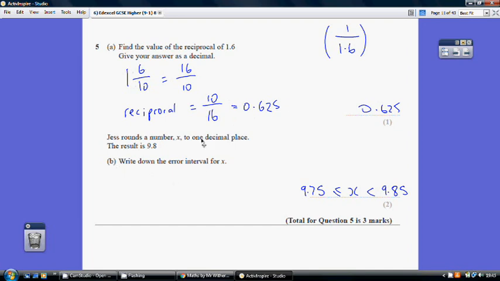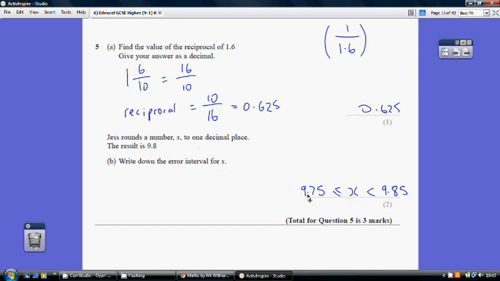Now, for part B, just round the number x to one decimal place, the result is 9.8. Write down the error interval for x. So really, we're just looking for the upper bound and the lower bound when we round to one decimal place. So the upper bound is 9.85, lower bound is 9.75.